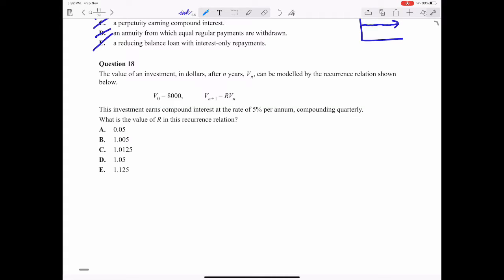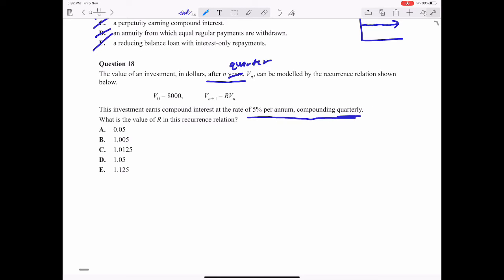So this question was actually invalidated, and I think that's because over here it says after n years, even though it should say n quarters, and that's because over here it says that the investment earns compound interest at the rate of 5% per annum, compounding quarterly. So therefore it should be after n quarters.